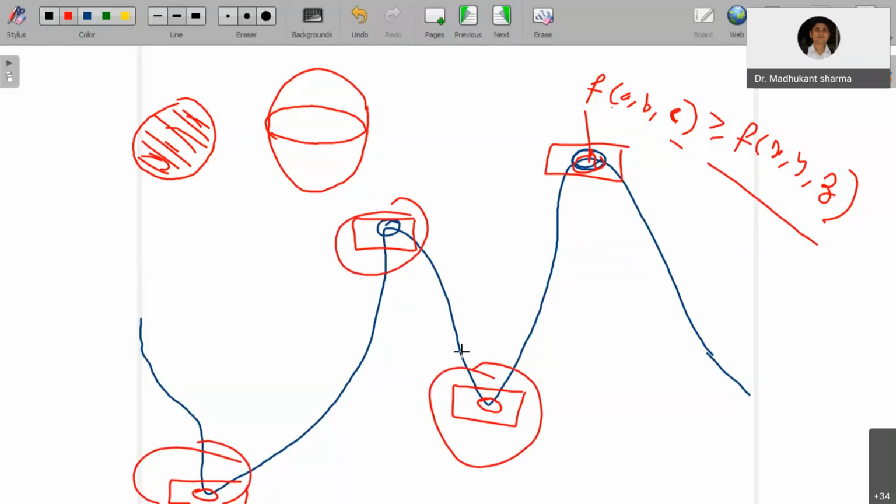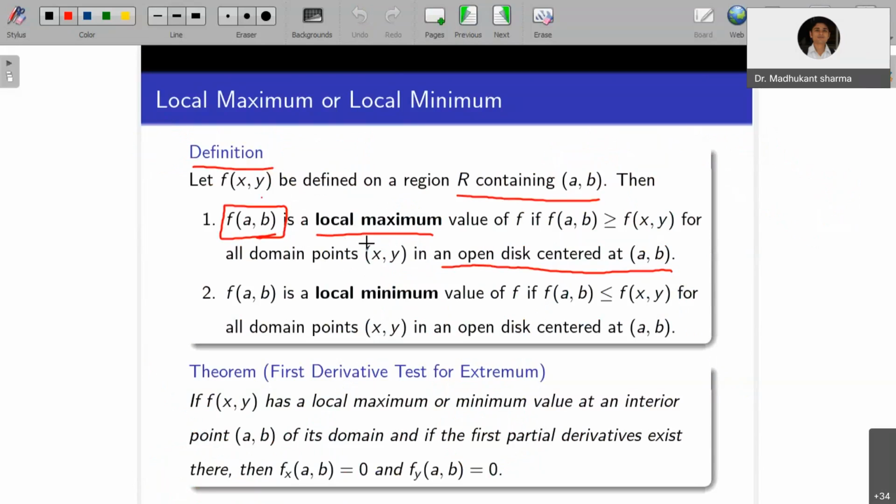So in three dimensions, this disk is converted into the ball. Open ball means open, it does not include boundary points. So in the disk, it does not consist of the boundary points of the circle, only the interior points. f of a b is a local maximum if you are able to identify a disk centered at a b such that f of a b is greater than or equal to f of x y for all domain points.